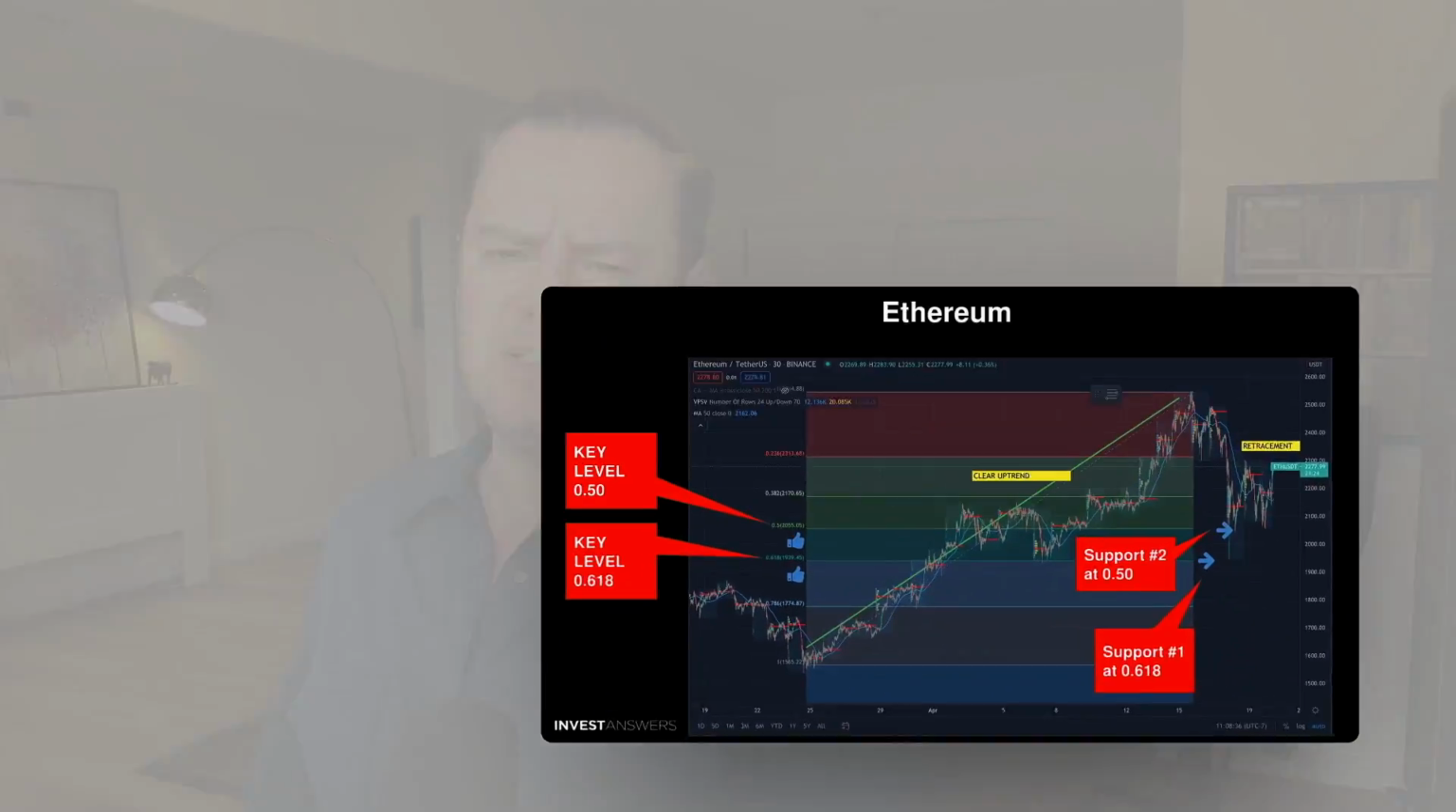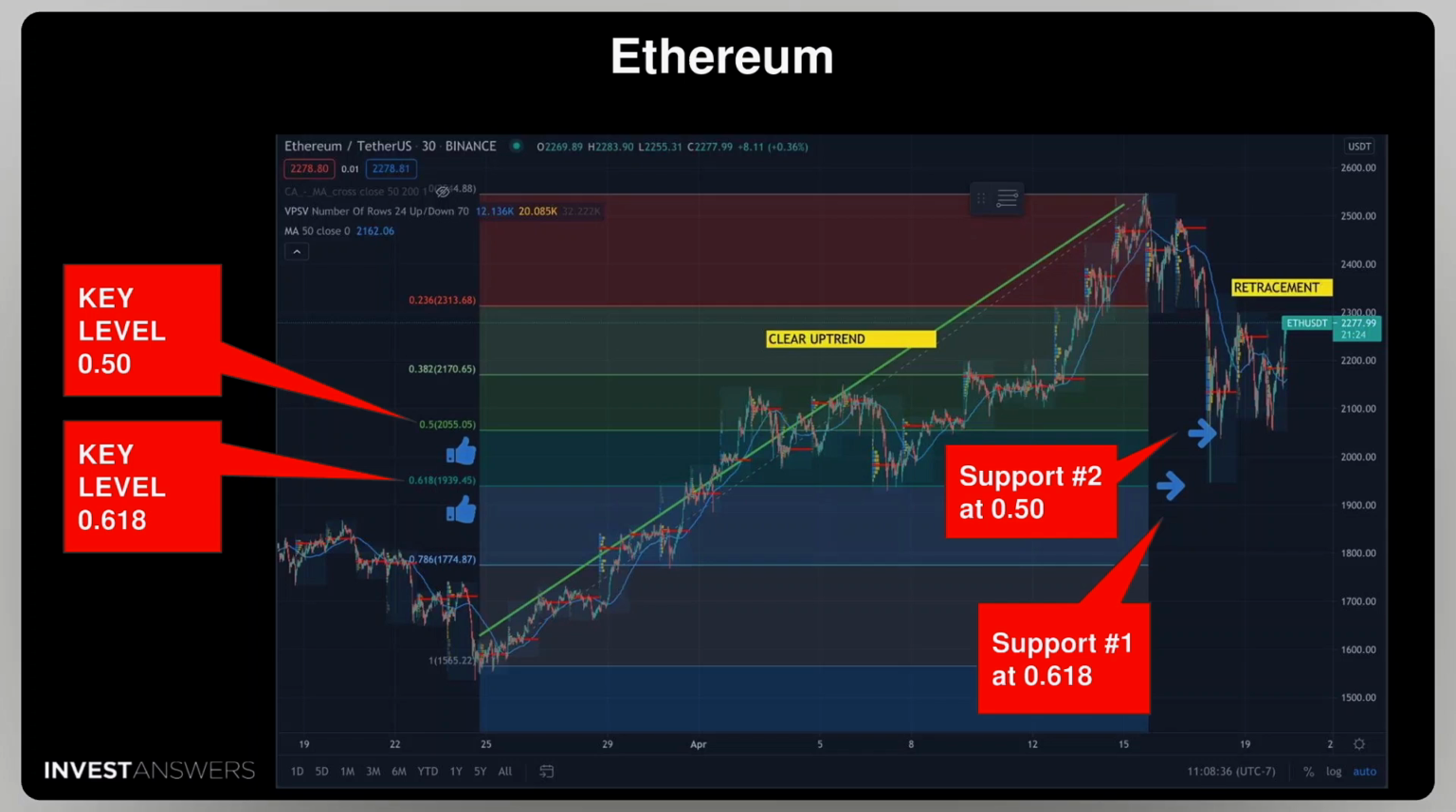So let's look at a static example before we go into the real examples. This is Ethereum. What you will see if you zoom in, you're going to see two key levels here. You've got the 0.50 and the 0.618. You have the Ethereum chart that has been on a very good upward trend since about the 24th of March, and it topped out around the 16th of April. And then it went down with the rest of the market, but that is my level.